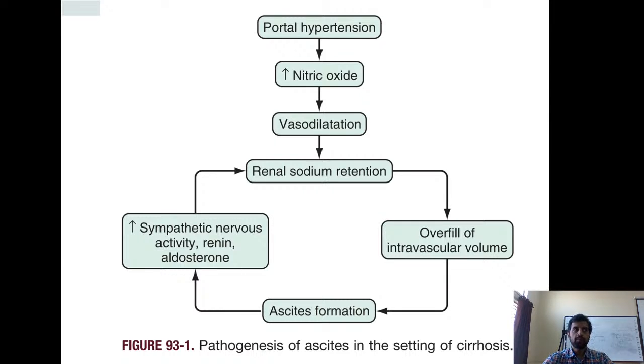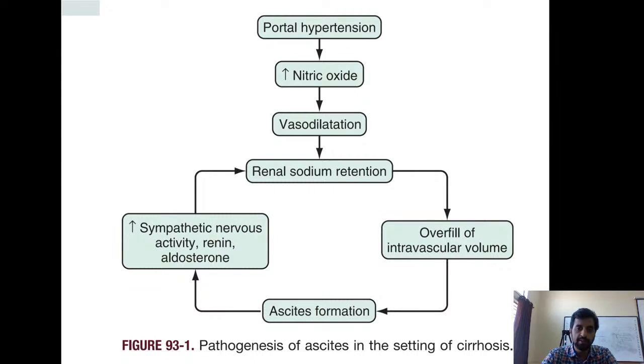So this is about portal hypertension. The pathogenesis of ascites in portal hypertension. In portal hypertension, there is increased blood pressure within your portal vein. That results in damage to the endothelium or damage to the gut wall. This causes escape of endotoxin into the mesenteric vessels, and this endotoxin will cause inflammation of your gut.